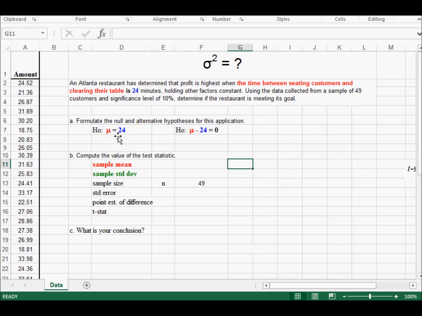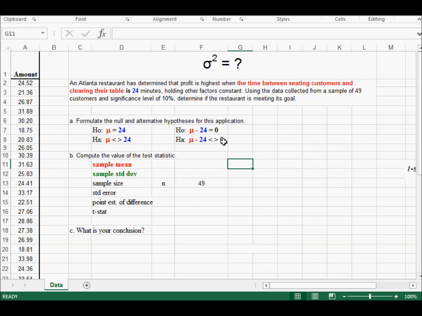Now the alternative hypothesis is the opposite of the null. So the alternative hypothesis is the population mean mu, in this case the time between seating customers and clearing their table, is less than or greater than 24, i.e. the population mean is not equal to 24. Again, another way of restating the alternative hypothesis is mu minus 24 is less than or greater than 0.